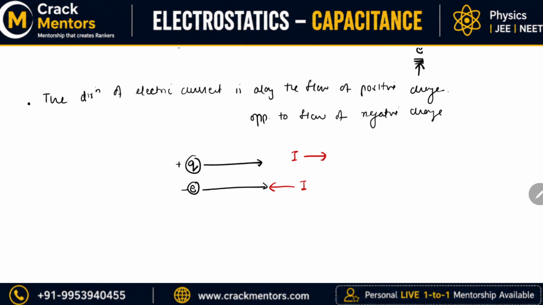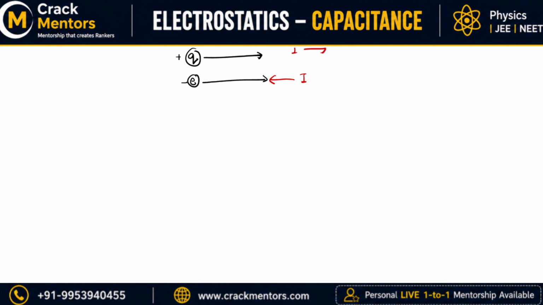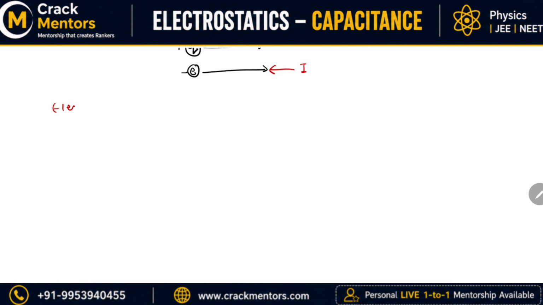Is that clear? Okay, so I got it that current is something whose direction also has to be determined. So can I say that electric current is a vector? The answer to this is no. Electric current is not a vector. It is a scalar quantity.